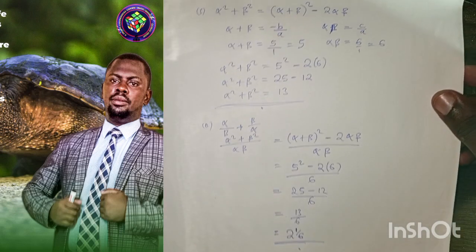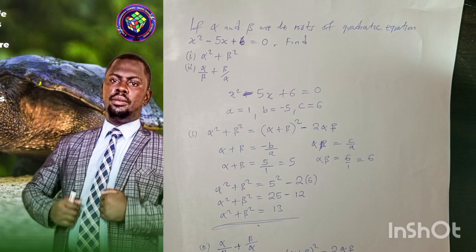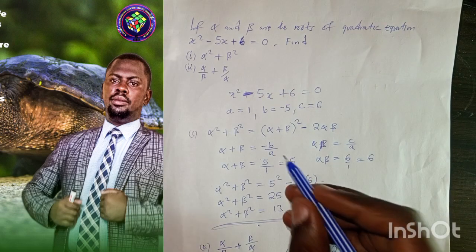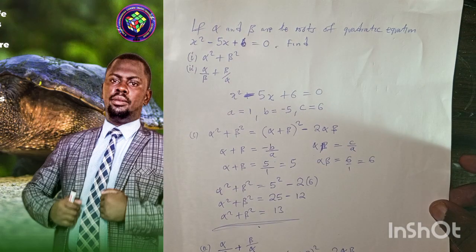The most important thing on this type of question is that first we need to determine the values of a, b, and c from the quadratic equation given. Then you need to know the sum and the product. The sum is minus b over a, so you just substitute for b and a. The product, alpha times beta, is equal to c over a, so you just substitute for c and a. This is how you go about it.